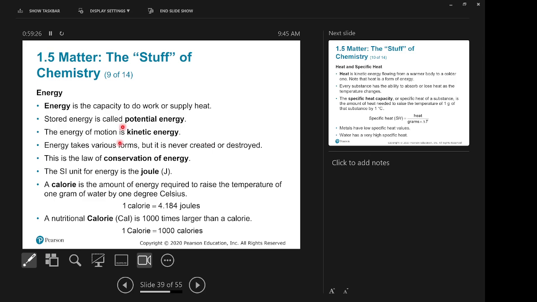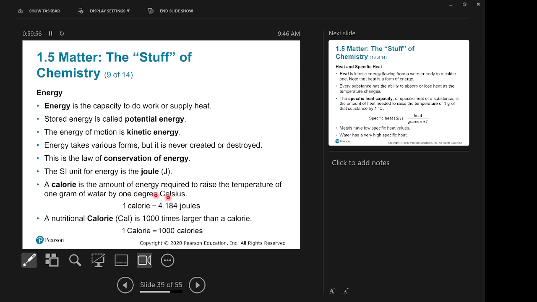The SI unit for energy is actually the joule, and that's capital J, joule. You'll oftentimes hear calorie. Notice this has a lowercase c. It's not the same as on the back of a package. So lowercase c calorie is the amount of energy that's required to raise the temperature of 1 gram of water by 1 degree Celsius. And so 1 calorie actually equals 4.184 joules.